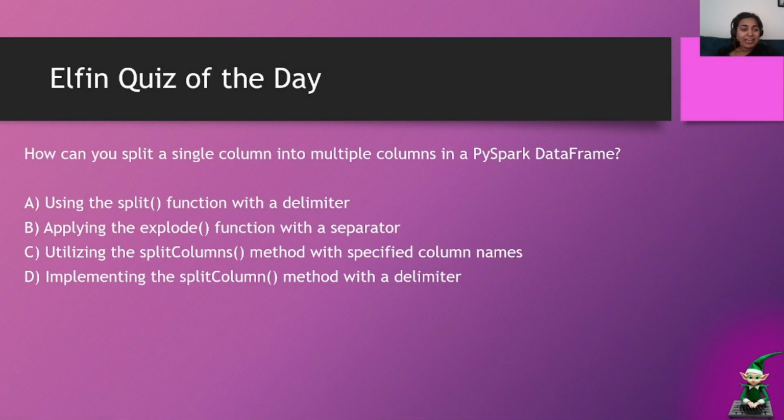Elephant quiz of the day. How can you split a single column into multiple columns in a PySpark data frame? Option A, using the split function with a delimiter. Option B, applying the explode function with a separator. Option C, utilizing the split columns method with specified column names. Or option D, implementing the split column method with a delimiter.